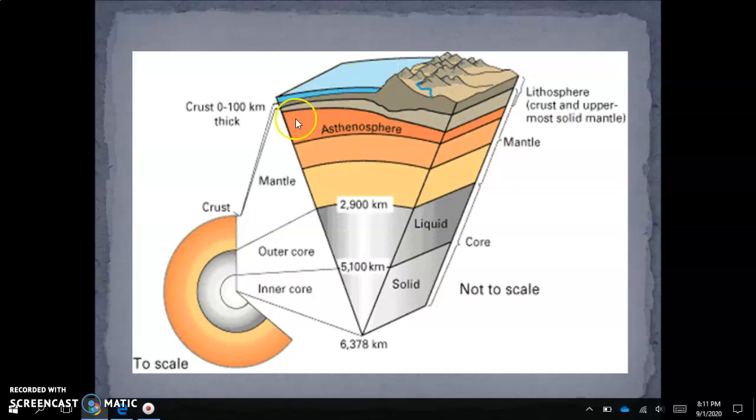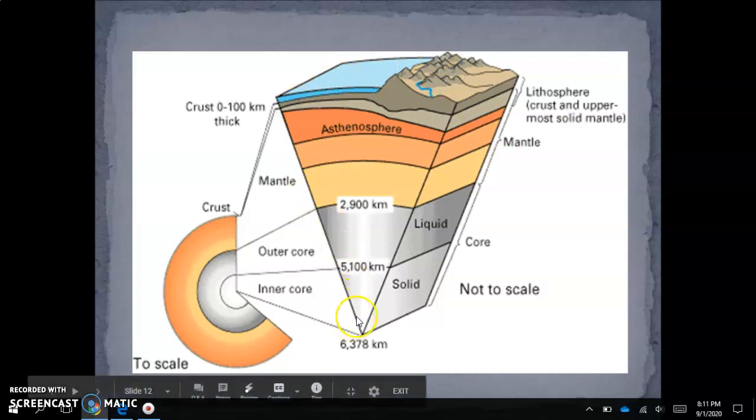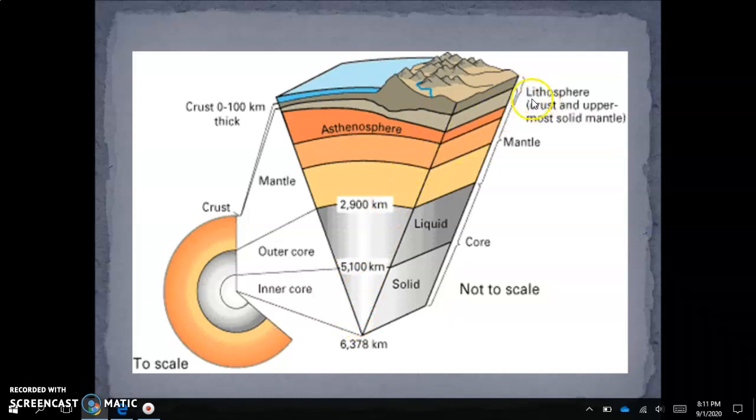And then here is just a cross section. So this is called a cross section. It's like if you were to take a slice of cake out of the Earth, this is what it would look like. So here we have our lithosphere, which is our crust and our upper part of the mantle. And then again, our asthenosphere, which is that liquid part.